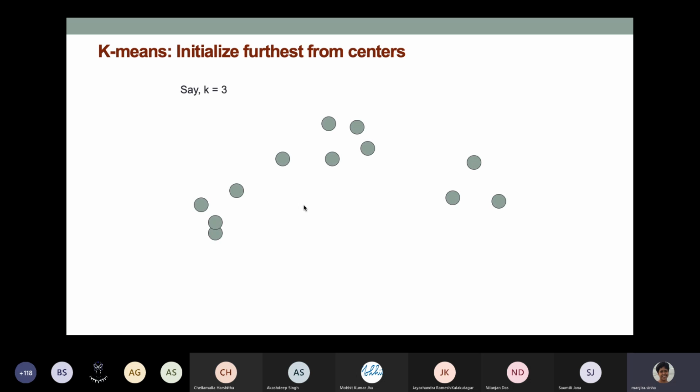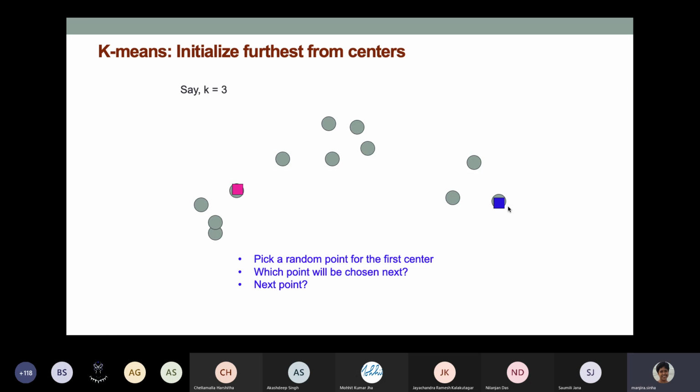So let's see for k equals 3, how do I pick this? Pick a random point for the first center. Say this is my random point. Then for the second cluster center, what did I say? That we will pick the farthest from this first center. So which point will be chosen next? This point is the farthest from this in the data set. So this will be my second center.